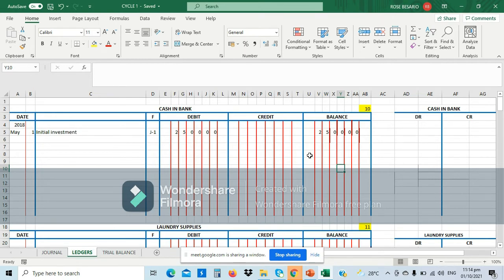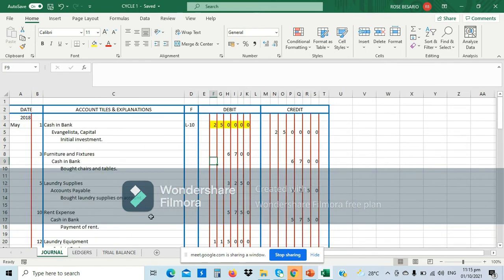I will also be doing the T account. At the same time, I will be posting using the T account so that you would have a comparison on how we do the three-column ledger and the T account. So this is the same debit. We'll have May 1, 250,000. This time we'll be using a comma. Okay, and that's it. We're done. Then we move to our credit entry.